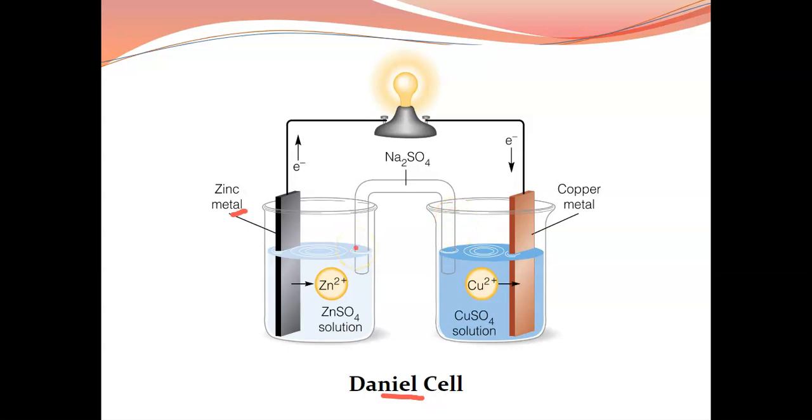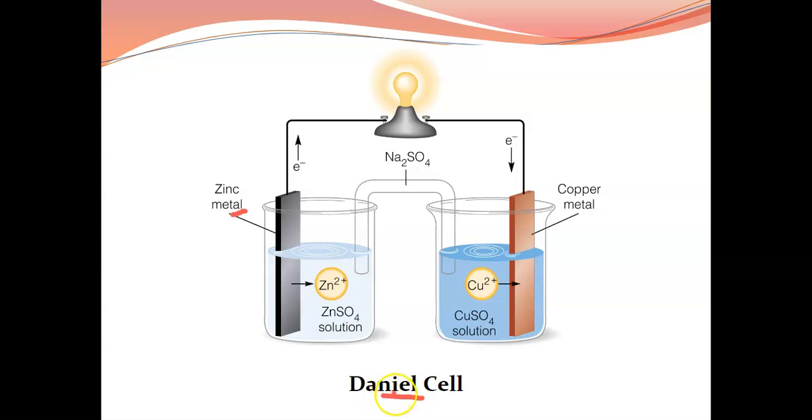So the salt bridge is used for internal connection of the electrolytes or the half cells, and also to maintain electrical neutrality in the solution. You can see a salt bridge is filled with a solution of a strong electrolyte, which in this case is sodium sulfate. Also, these electrodes are connected externally to form a complete circuit. So this is an example of a Daniell cell. When we dip zinc metal in zinc sulfate solution and copper metal in copper sulfate solution and connect them internally as well as externally, it forms a Daniell cell.